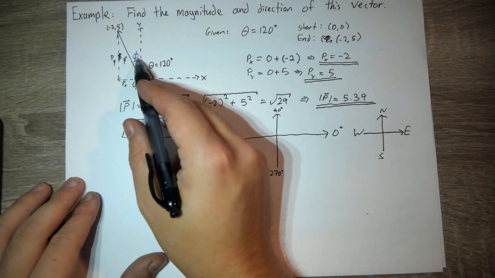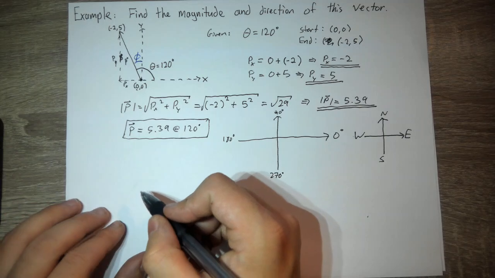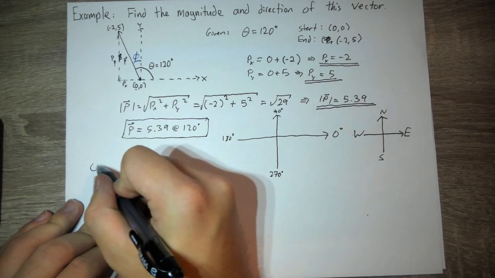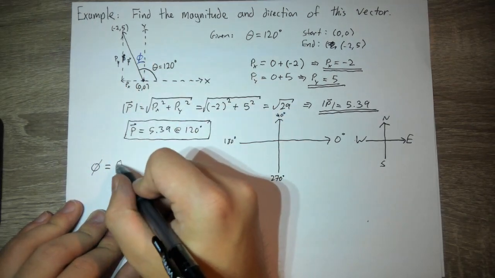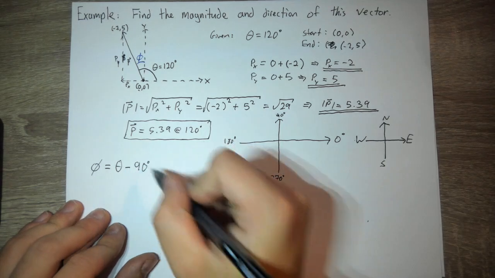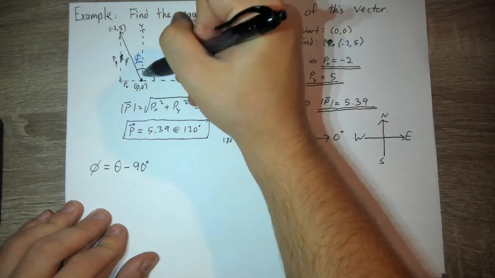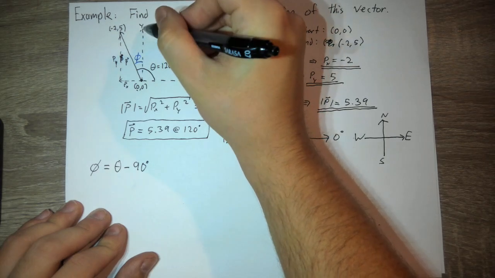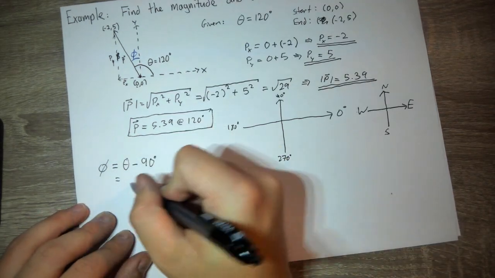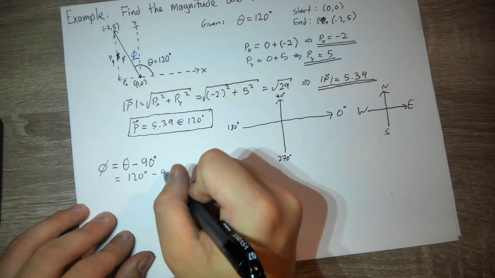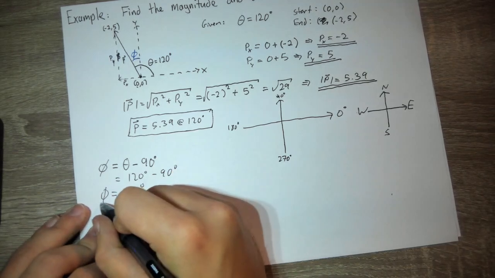So we can find this angle based on what we know about this angle here. And how we relate the two is we say that phi is this angle minus 90 degrees, because you have this whole quadrant you want to get rid of, and you only want to consider the right triangle. So this whole 90 degrees we don't care about. So that's 120 degrees minus 90, and phi is equal to 30 degrees.